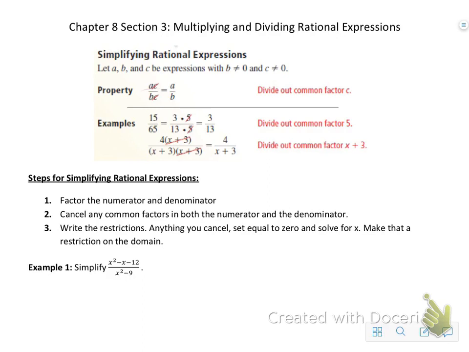Then you write the restrictions, because you cannot ignore the fact that your denominator has equaled 0 previously. So you set it equal to 0, you solve for x, and you make that a restriction on the domain. So let's simplify this rational expression right here. Well, remember, we have to factor.